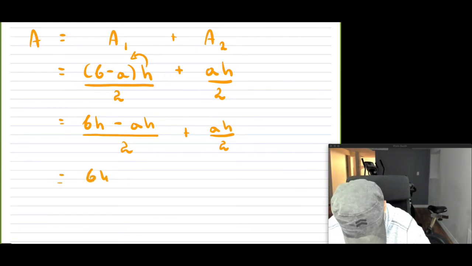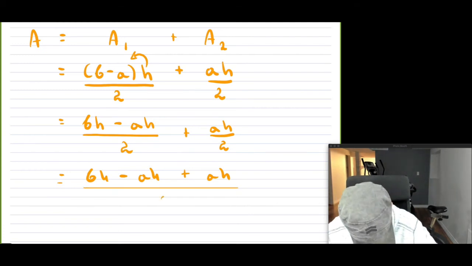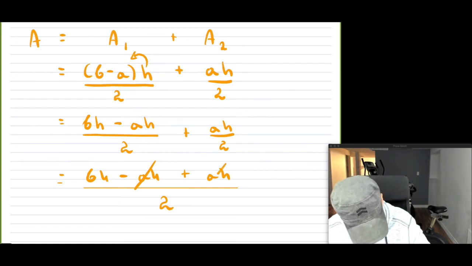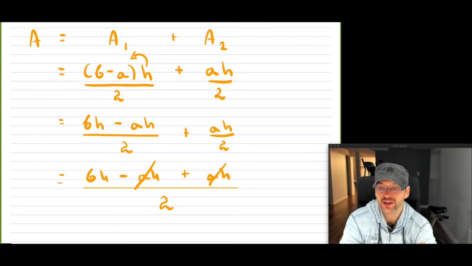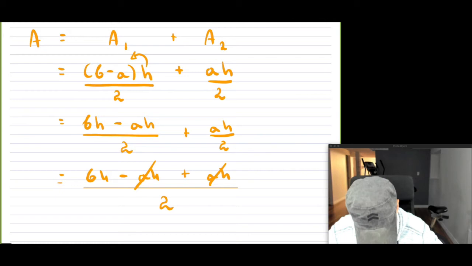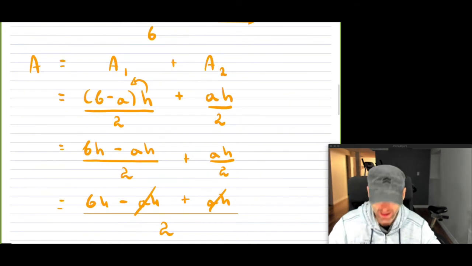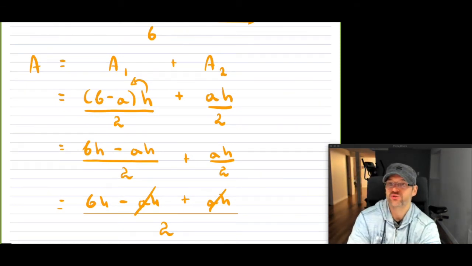So really what I have is the following. And the whole thing, because it's just fractions, is over 2. Now the minus AH and the plus AH cancel. And indeed, my overall area is just base times height over 2. And that's the area of a triangle.